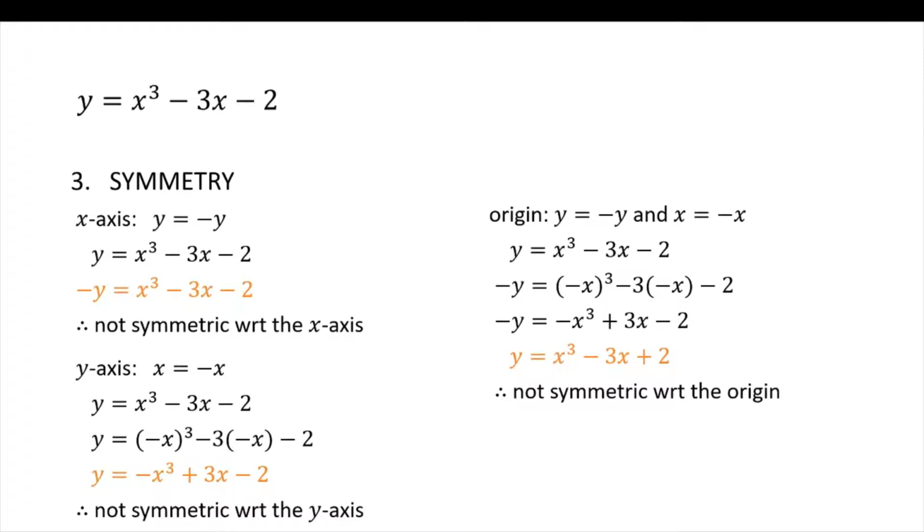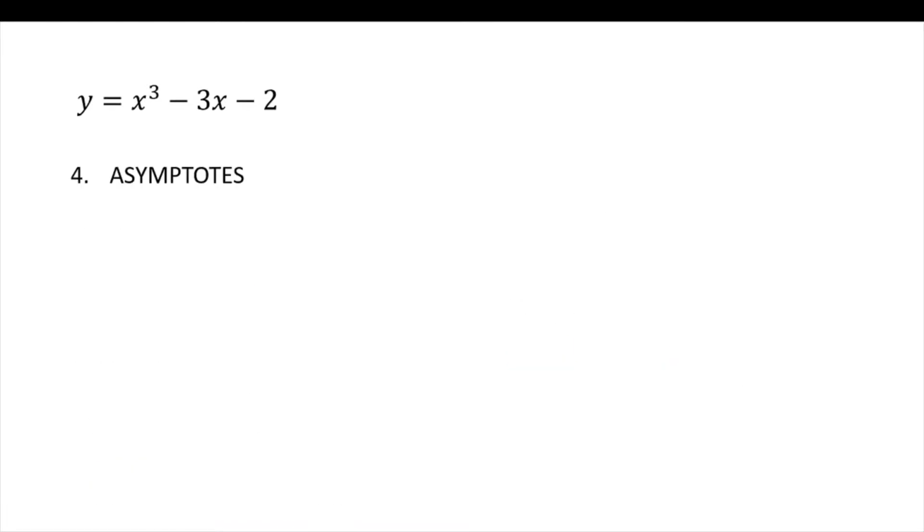Next, let's solve for the asymptotes. Remember that asymptotes occur if we have a rational function, in other words, a polynomial over a polynomial. However, for this particular function, we only have a simple polynomial function. Therefore, we can immediately say that there are no asymptotes.